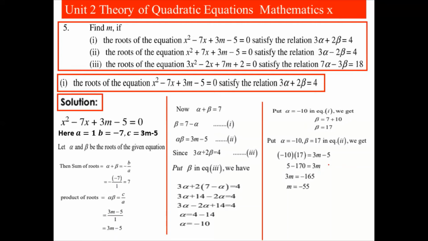So we can write this as minus 170 is equal to 3m minus 5. So when we shift this minus 5 to the right hand side of the equation, this will be equal to 5 minus 170 is equal to 3m. So we can write this as 3m is equal to minus 165.